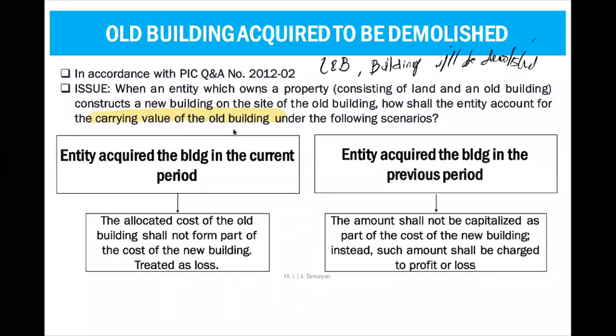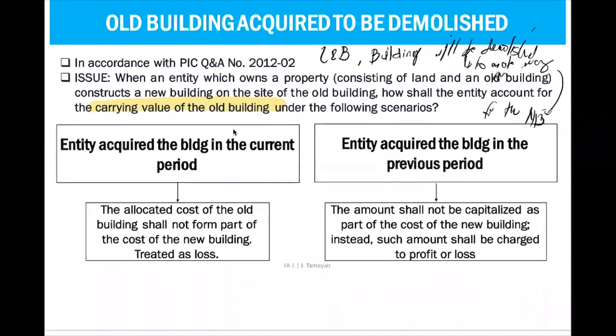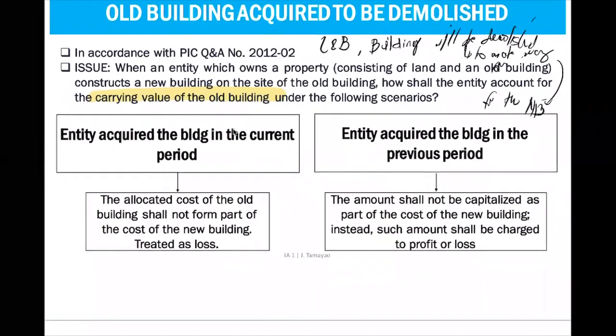Now, you take note that that old building must be demolished to make way for the new building. So you acquired a building in the current period to make way for the new building. What is the treatment of the old building? The old building will be treated as a loss.